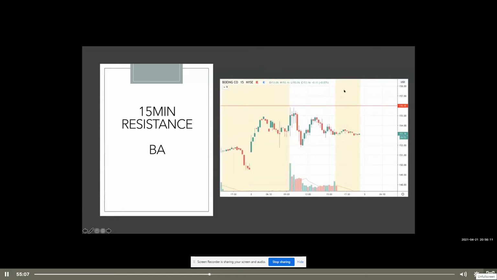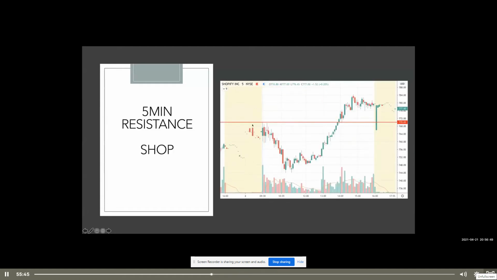15-minute resistance on BA. Again, the stock came up and hit that 156. Like I said, it doesn't have to hit it exactly, but it's pretty close to that 156. It came up, rejected 156, and tried to get it again. You can see in these candles we had some buying pressure come in, tried to hit that 156 again, but rejected off of it. So that 156 was our resistance on BA, 15-minute.